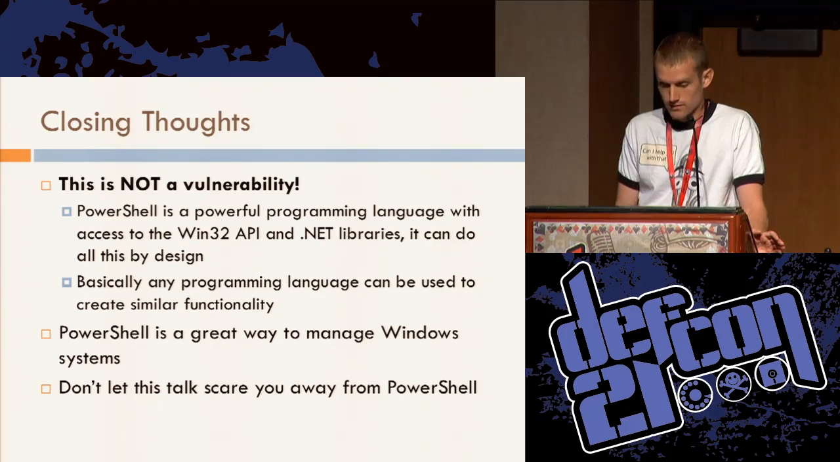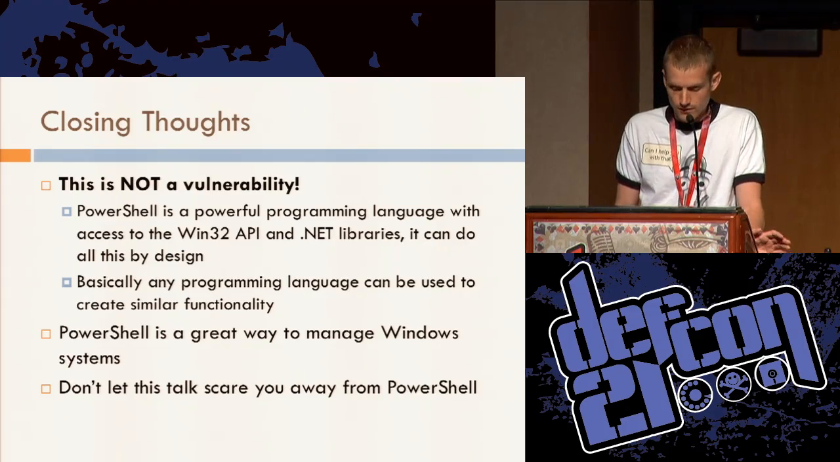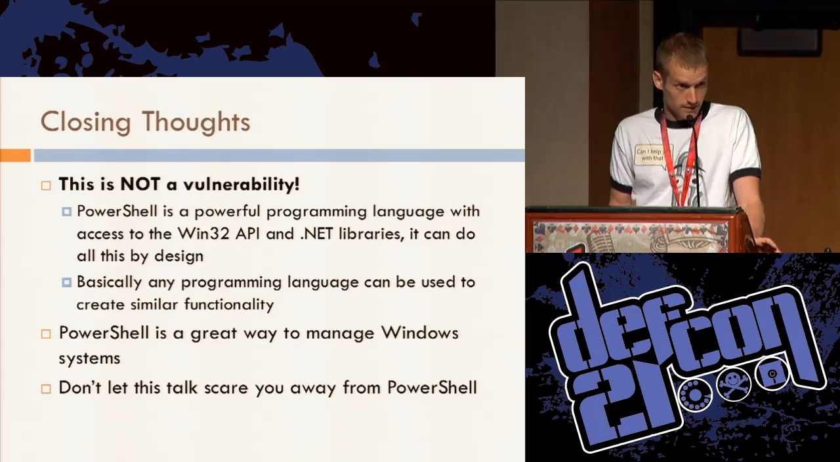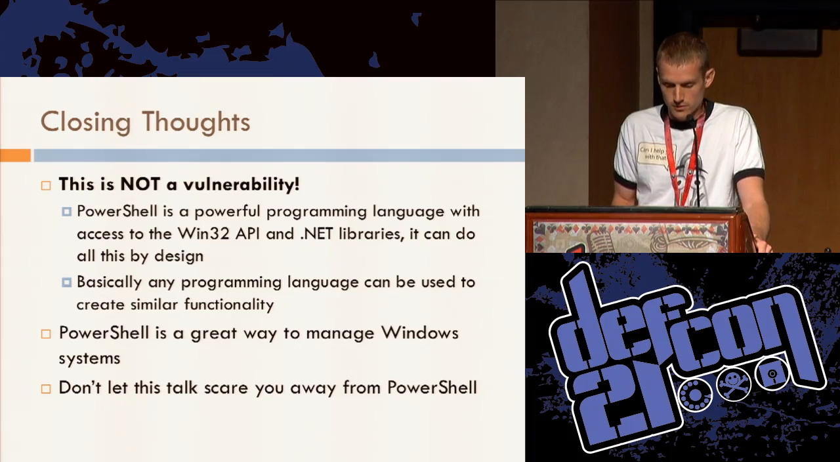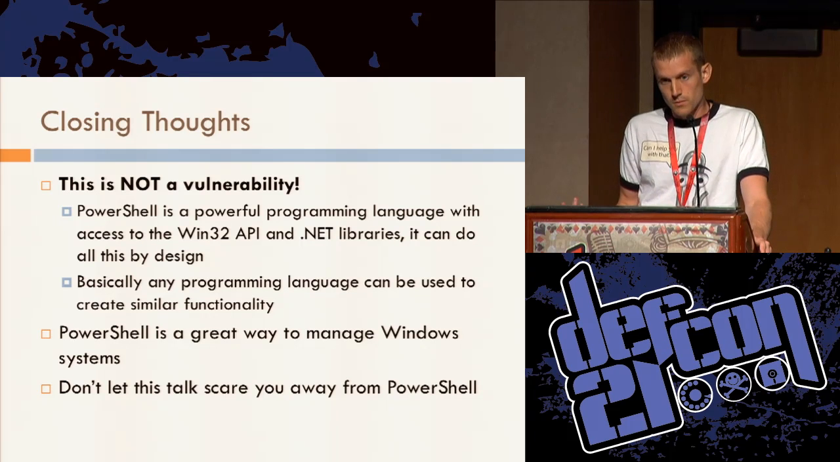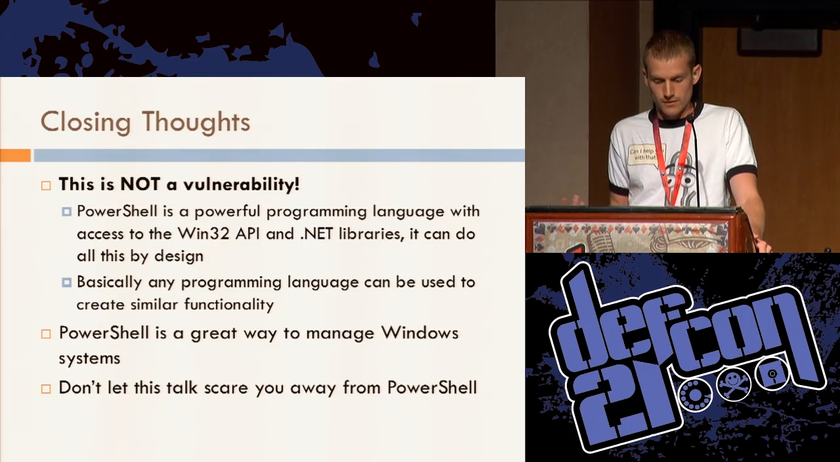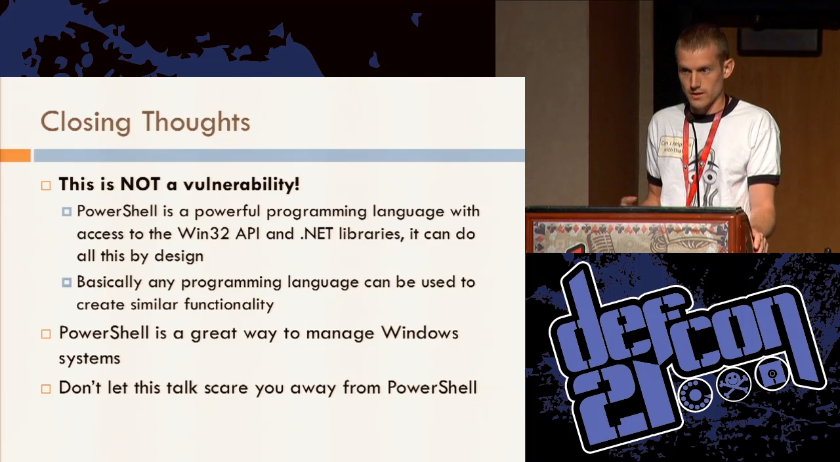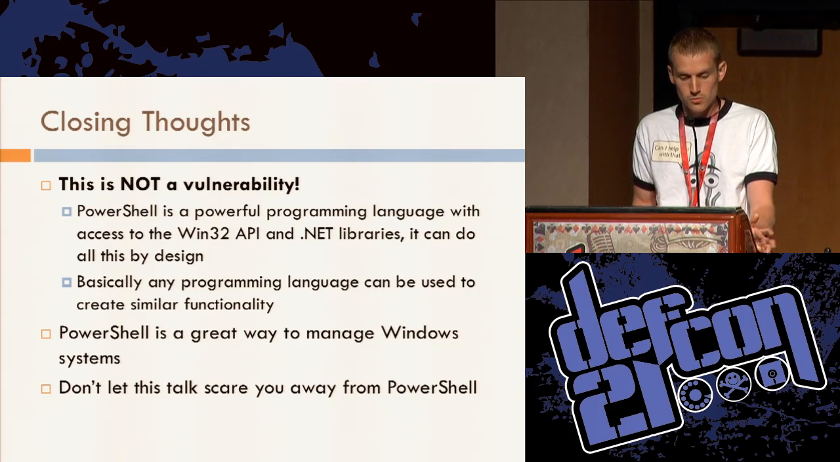So closing thoughts, this is not a vulnerability. All of this is by design. PowerShell is a very powerful language. It has full access to the Win32 API. It has full access to the .NET libraries. So yes, it is able to do this. And pretty much any programming language can do this if it has access to the Win32 API. And if a programming language has remoting functionality, then you can use the remoting functionality of other programming languages as well.